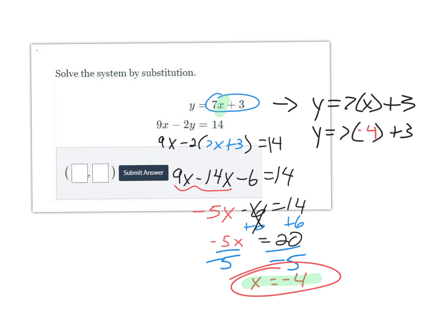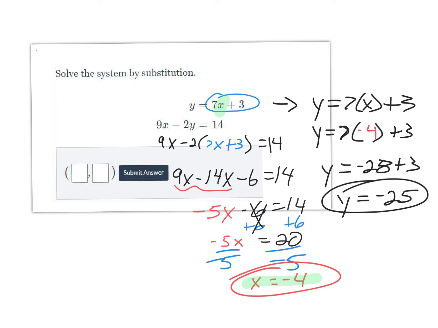So we work that out, and 7 times negative 4 is negative 28, and then we add 3, and y equals negative 25, and that would be our other answer. So over here, we would put x is negative 4, and y is negative 25.